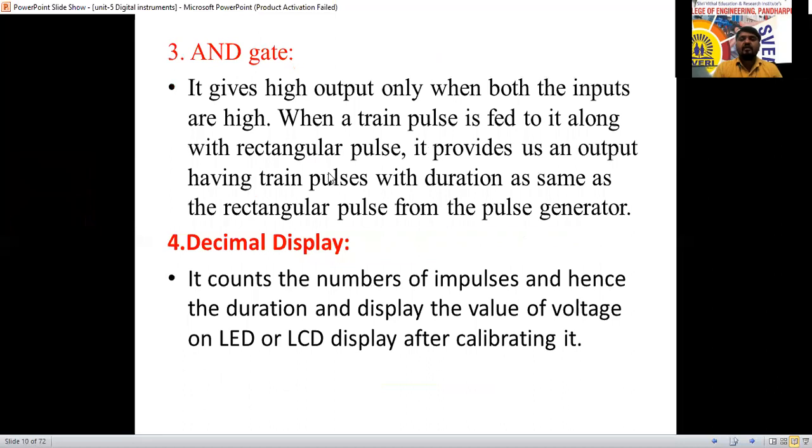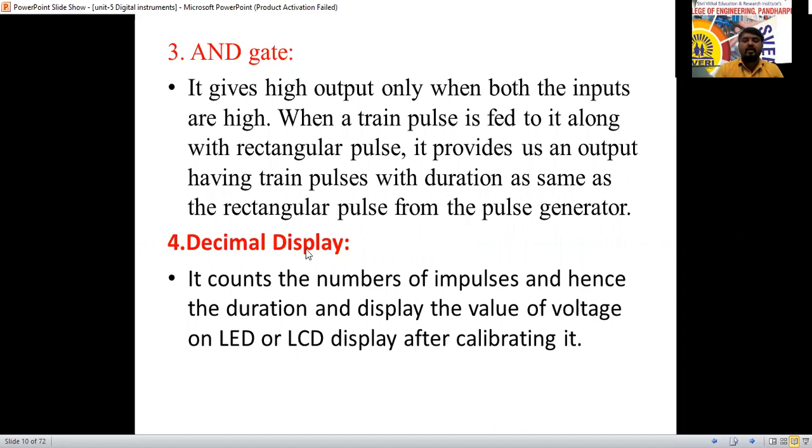The AND gate gives high output only when both the inputs are high. If both the inputs are 1, 1, then it is going to give the high output. When a train pulse is fed to it along with the rectangular pulse, it provides an output train pulse with the same duration as the rectangular pulse from the pulse generator.